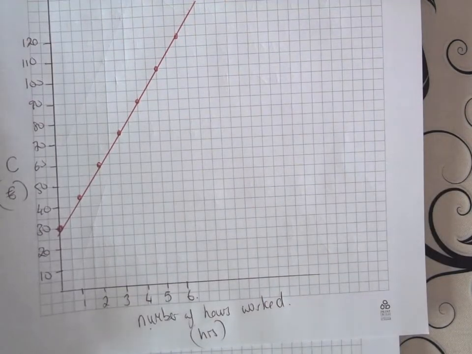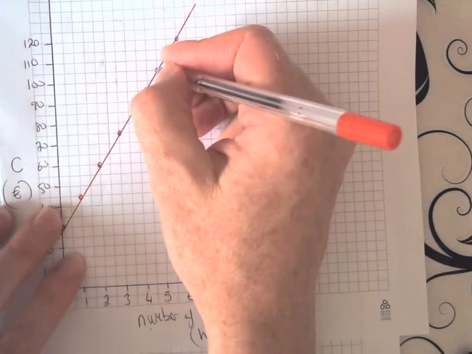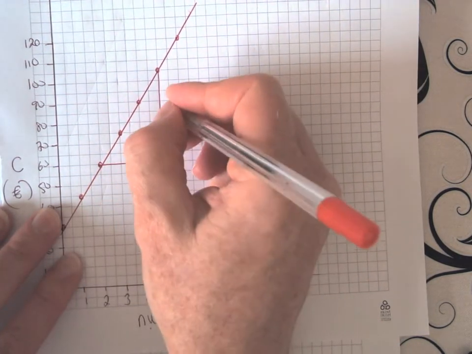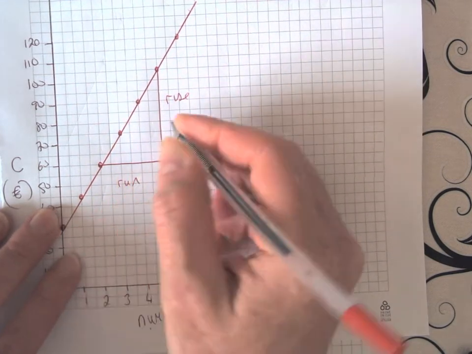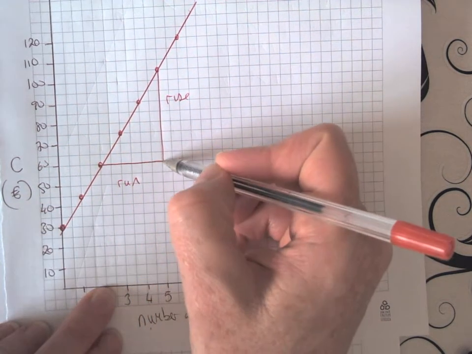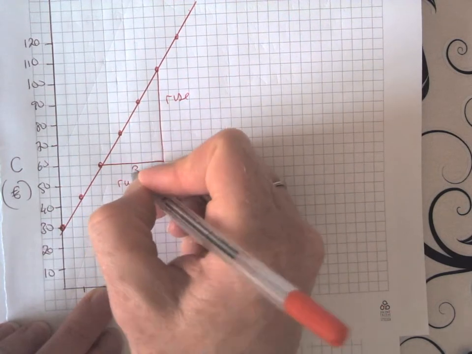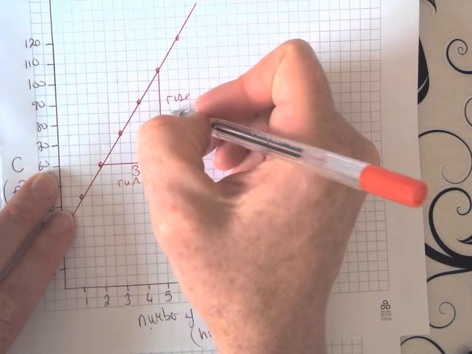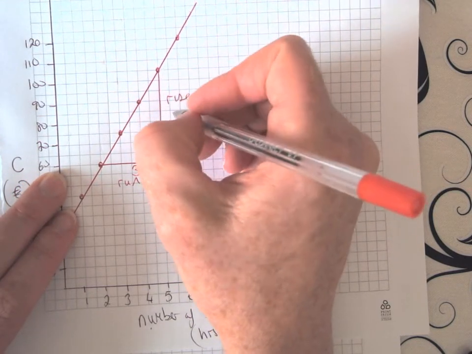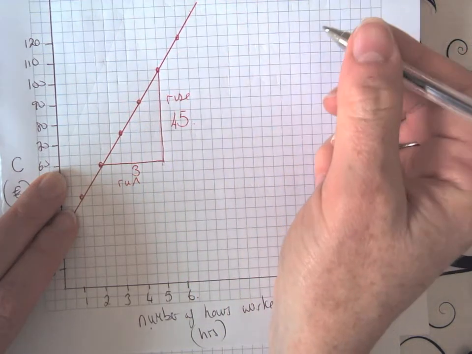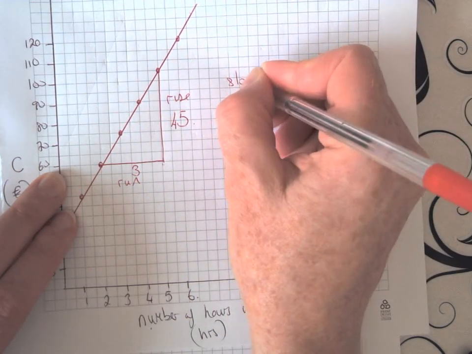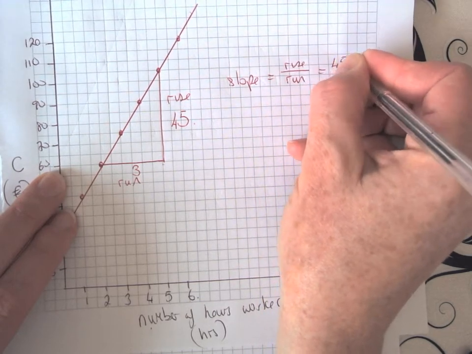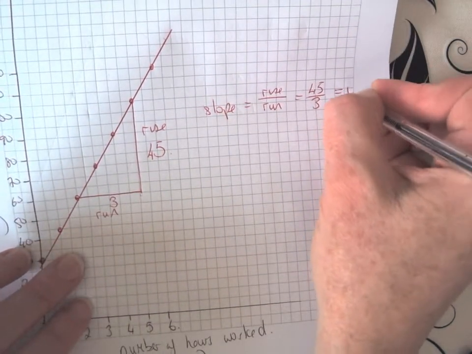So the next question says find the slope of the line formed. So pick any 2 points, any 2 at all. I'm just going to pick this one and that one. This is my rise, this is my run. So my run is going from 2 to 5, so that's 3. My rise is going from 60 up to 105. So that's 45. So 105 take 60 gives you 45. So my slope is equal to rise over run, 45 over 3, which gives you 15.